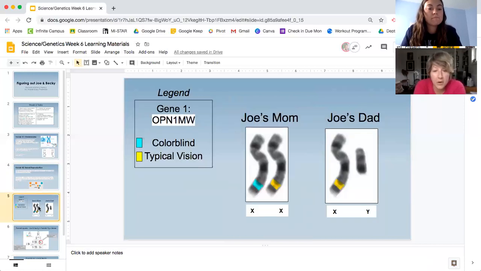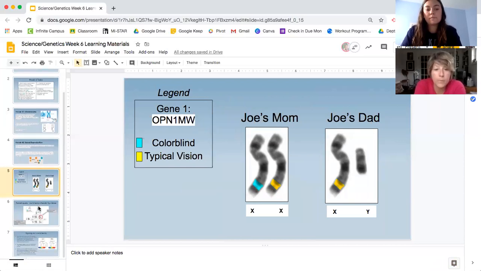Okay, so here is what the chromosomes look like for Joe and Becky's parents. You can see that Joe's mom carries that trait for color deficiency on one of her chromosomes, but she has the dominant trait of typical vision on her other chromosome. So she's not color deficient, but she carries that trait, meaning she could pass it on to one or more of her offspring. And we know that she did. Joe's dad doesn't carry that color deficient trait. He just has normal vision.